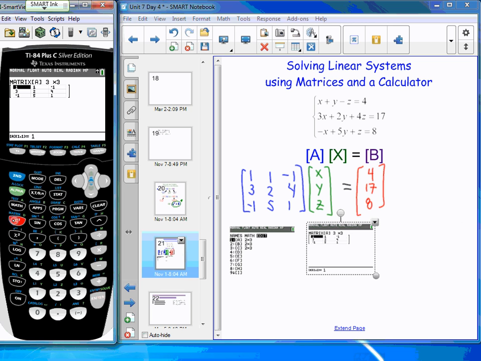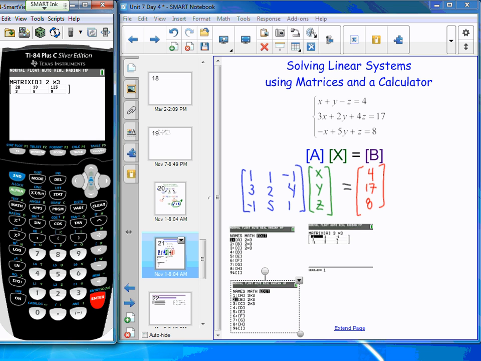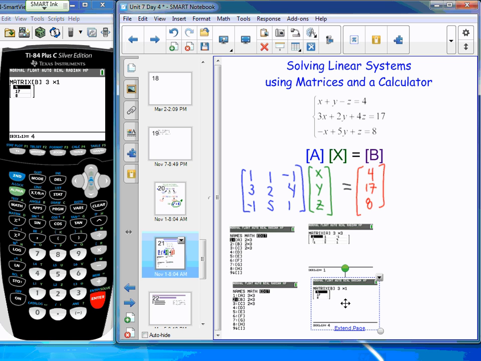So I'll go to my matrix editor, and this time I want to edit matrix B. Right? So now I'm going to edit matrix B. Matrix B, I want to be what dimensions? Not 2 by 3, but what? 3 by 1. So everybody, let's set our new matrix B dimensions up as 3 by 1. Top to bottom, 4, 17, 8. So we've created a new matrix called matrix B. That's our constant matrix, 4, 17, 8.